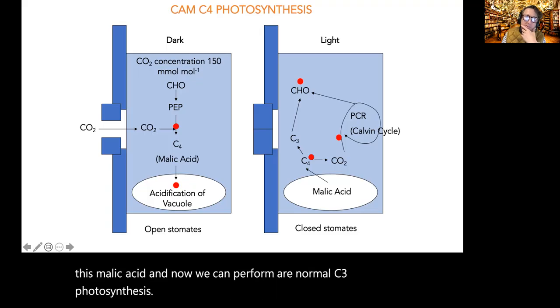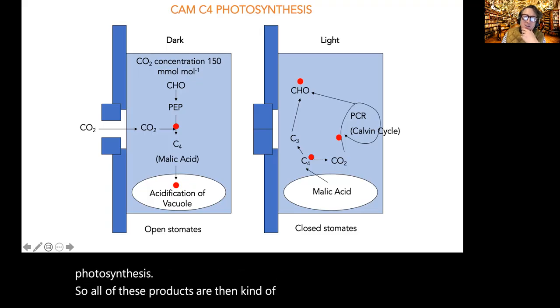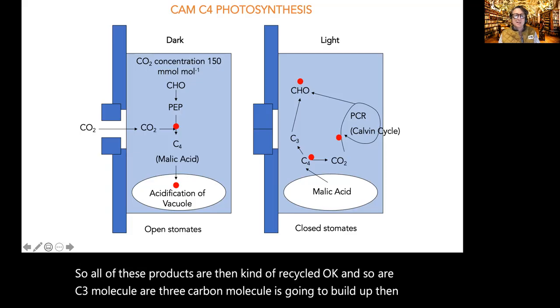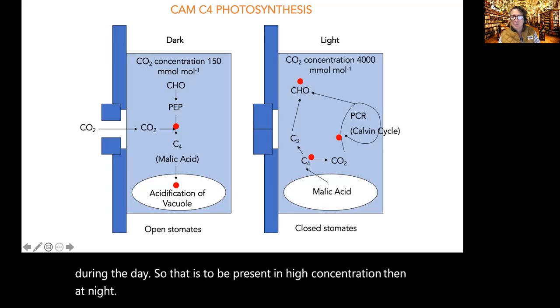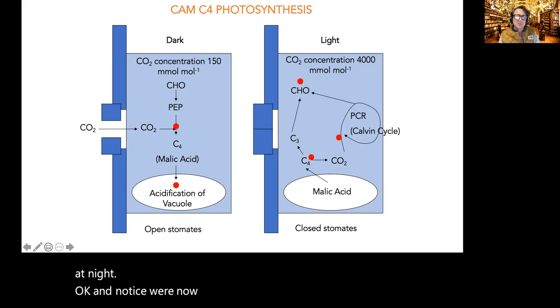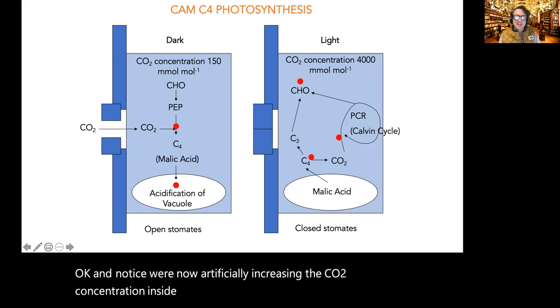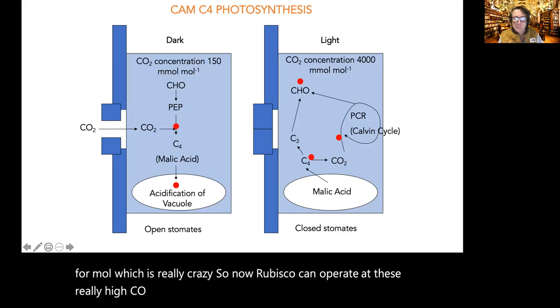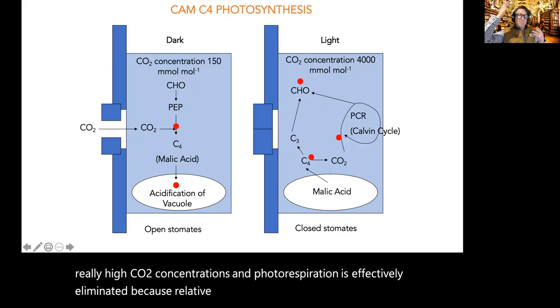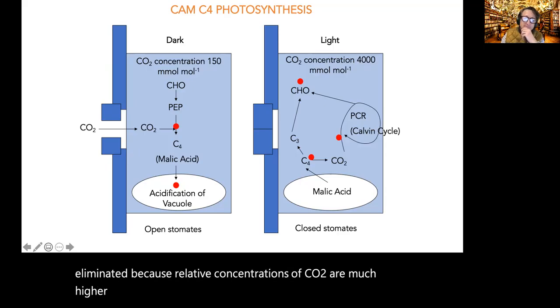So all of these products are then recycled, okay? And so our C3 molecule, our 3-carbon molecule, is going to build up during the day so as to be present and in high concentration at night, okay? And notice we're now artificially increasing the CO2 concentration inside the plant to, again, over 4,000 micromoles per mole, which is really crazy. So now Rubisco can operate at these really high CO2 concentrations, and photorespiration is effectively eliminated because relative concentrations of CO2 are much higher than concentrations of oxygen.